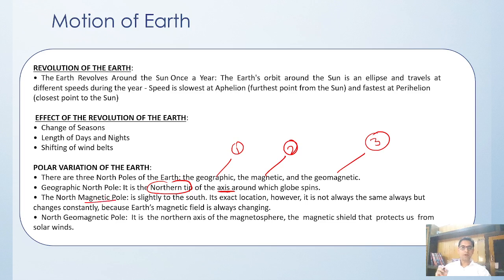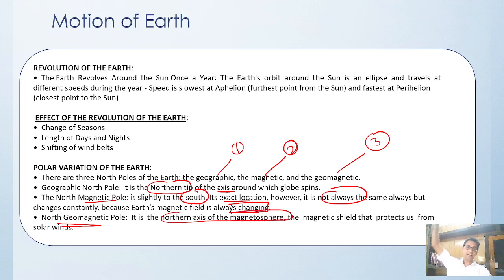North magnetic pole, it is slightly towards the south. The exact location is not always the same. It keeps on deviating from one. So Earth's magnetic field is always changing. This shows that.